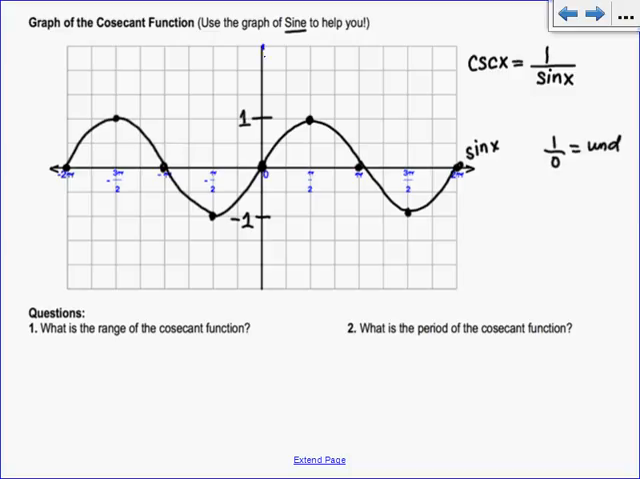So we're going to have an asymptote here, here, here. Do you guys see where I'm crossing? Everywhere it crossed the axis, that's where we have an asymptote. Here and here.